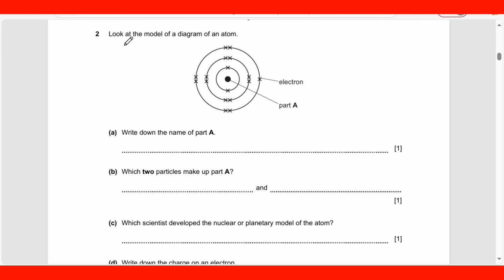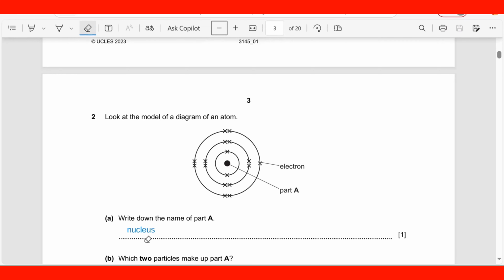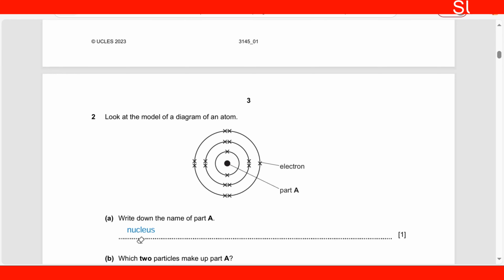Here's number 2. Look at the diagram of a model of an atom, with electrons marked with a cross, and part A. Write down the name of part A. Timer starts. Okay, let's check out the answer, guys. Well, it's a nucleus. Okay, we hope you got it correct. The center is the nucleus. Let's move on.